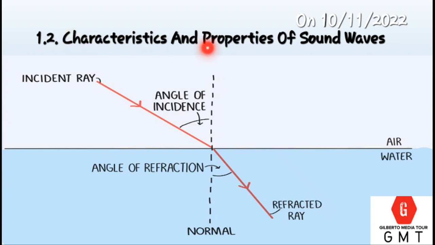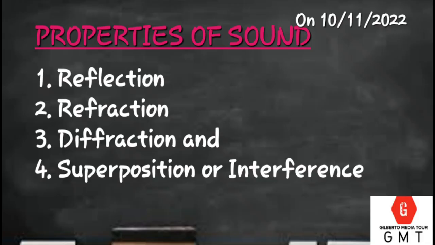So there are what we call characteristics and properties of sound waves. This picture shows one of the properties of sound waves, which is reflection. We know that in reflection, there is an incident ray and a reflected ray. We shall see more about the different properties of sound waves.